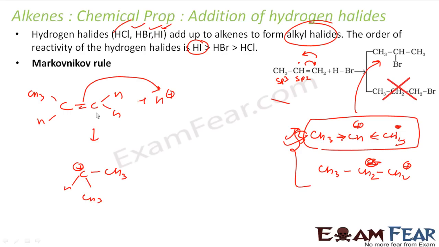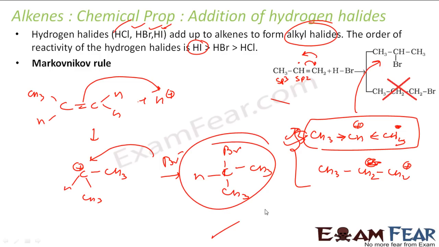Correct? Because this will break in this fashion. This will be negative charge, this is positive charge, and on this negative charge, this hydrogen will come. And then you add Br minus, so you can attack here easily. So you get CH3 CHBr CH3. And that is my answer.